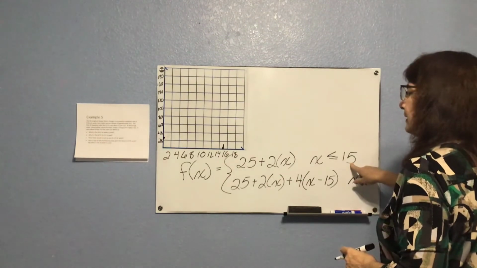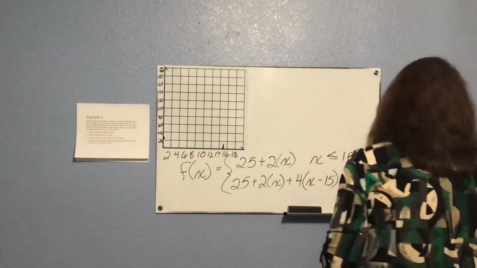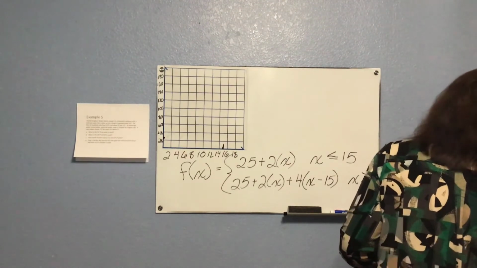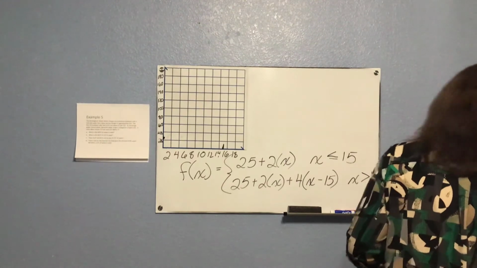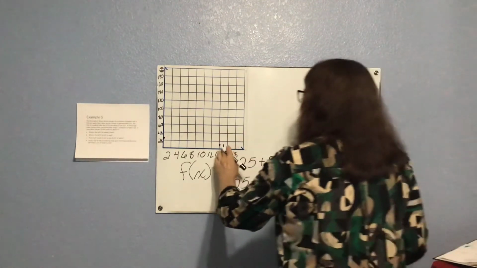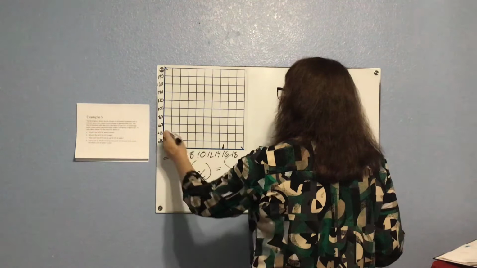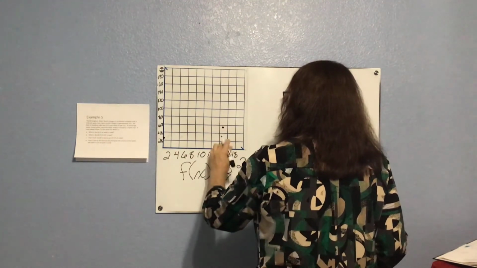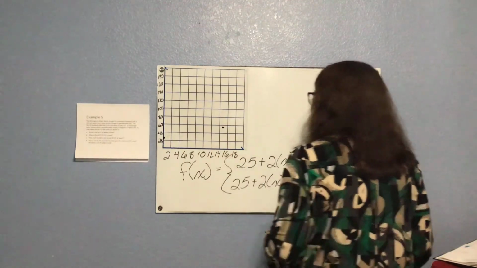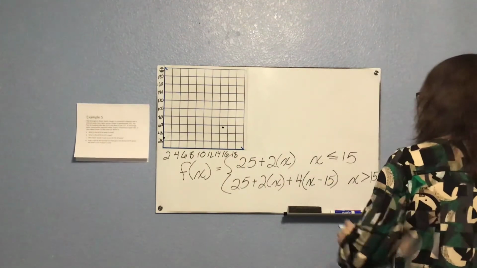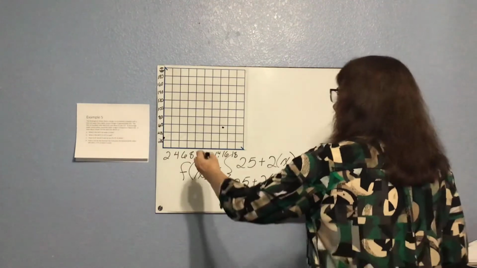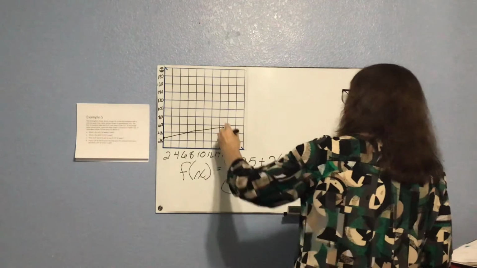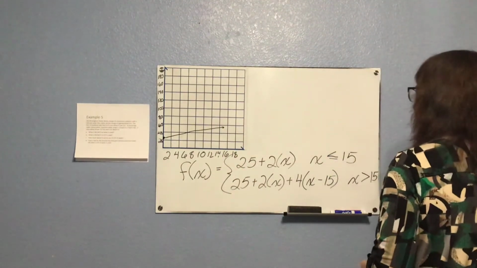When I use 1,500 cubic feet, I said that my answer was going to be $55. So at 15, I want to be at 55, which is just below the 60. So right about there. Okay, and then after that, this was a slope of 2. And now I'm going to have a slope of 4.